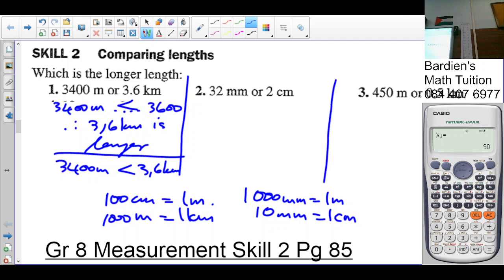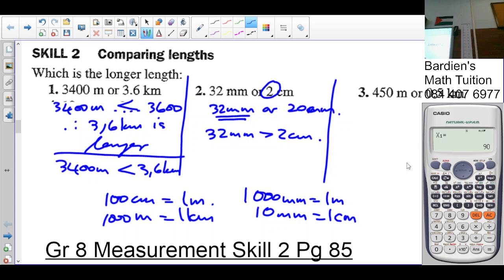Which one is smaller? 1 millimeter or 1 centimeter? 1 millimeter is smaller. So how many millimeters are there in a centimeter? 10. So I must multiply that number by 10. So it's 32 millimeters or 20 millimeters. Which one is smaller and which one is larger? So you say 32 millimeters is greater than 2 centimeters. Okay, again, you don't have to show your calculation there. You can do that in your head, it's fine.